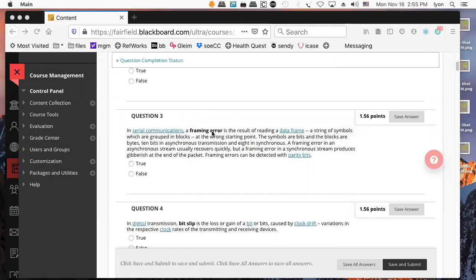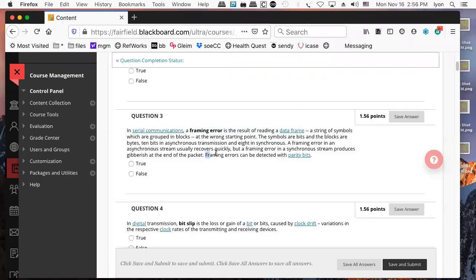So what happens with this framing error is you're getting bits that come in that are being read at the wrong moment in time. You didn't synchronize properly. And so if you have wrong start points or wrong stop points, then the bit symbols essentially get out of sync with one another, and then you have a problem.